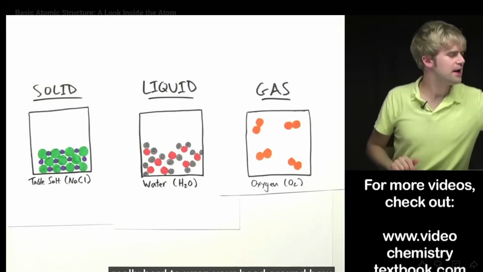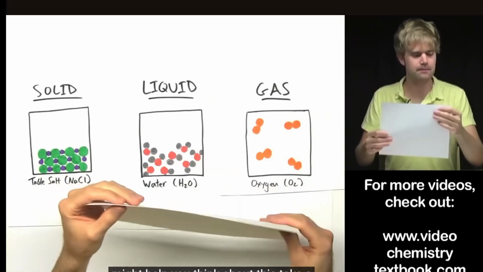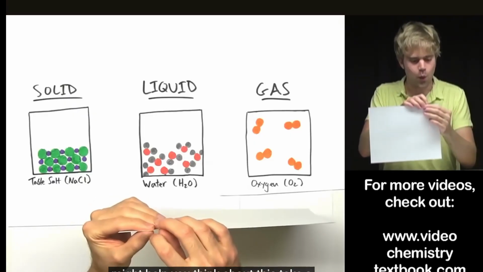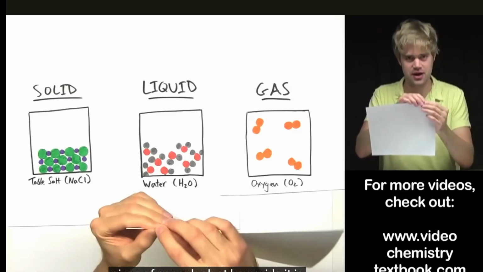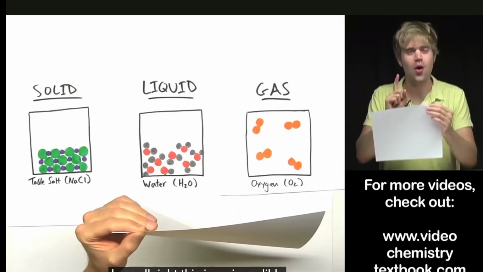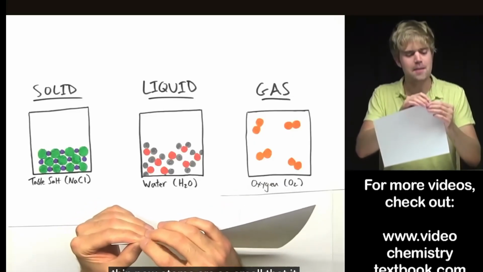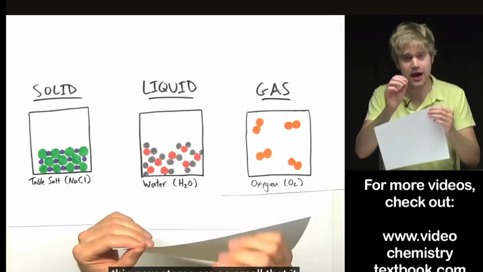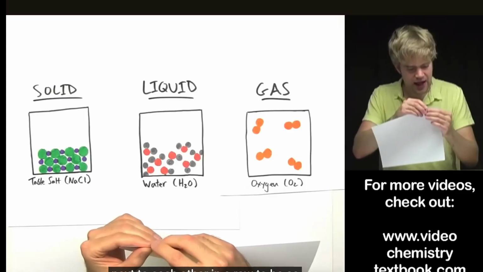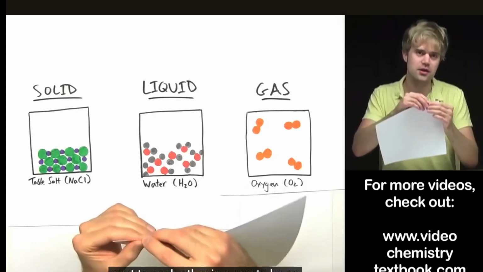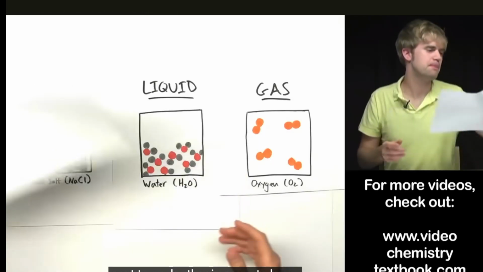Here is something that might help you think about this. Take a piece of paper. Look at how wide it is here, all right? This is so incredibly thin. Now, atoms are so small that it would take 1 million atoms lined up next to each other in a row to be as thick as this tiny width of paper. So how many atoms thick is your piece of paper?